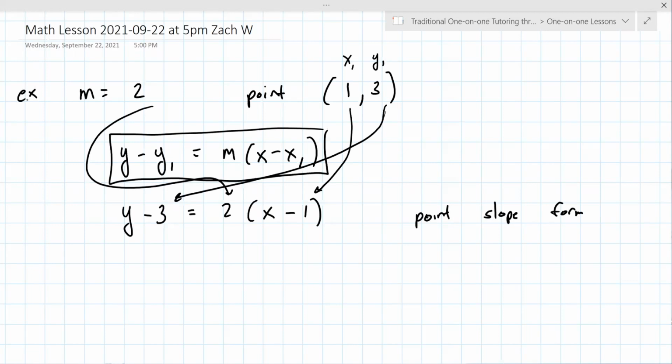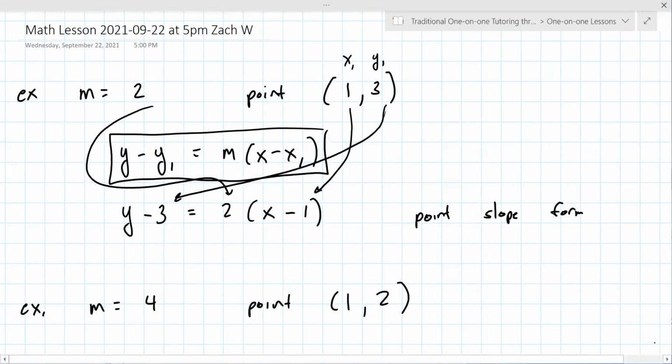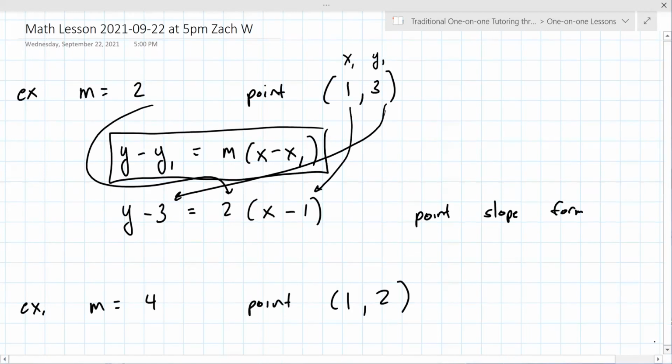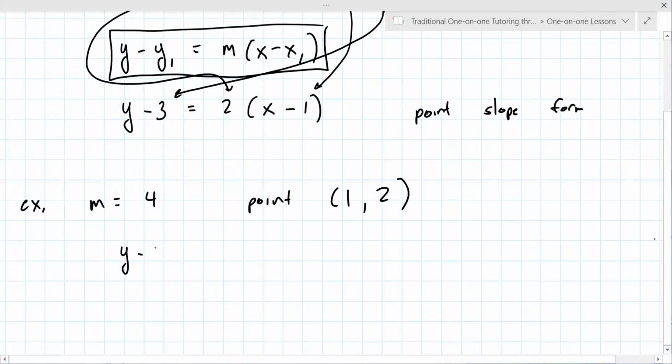So let's have you do an example. Let's say the slope is 4 and the point is 1 comma 2. I want you to write the equation of a line in point slope form. So y minus y1 equals your slope, x minus x1.